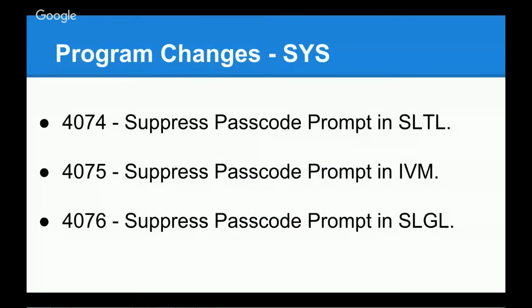Some new program changes, some system configuration lines that you have access to. You can now suppress the passcode in the SLTL program, the IVM program, and also the SLGL program where you look up gift card balances and things. Those lines are right there, 4,074 through 4,076 is where you'll actually do that.